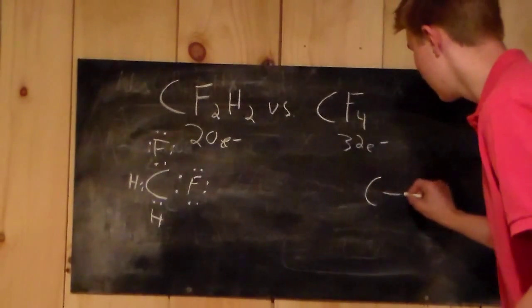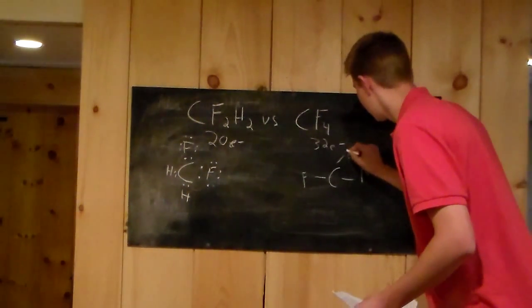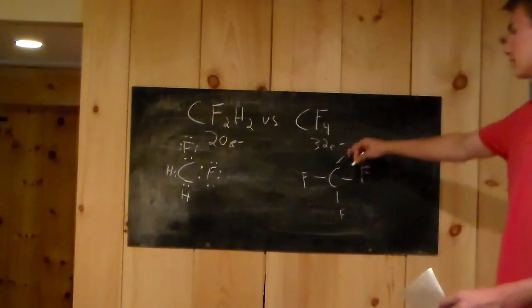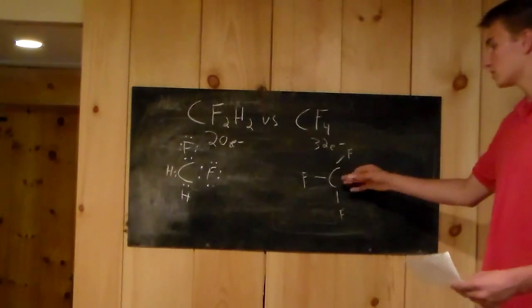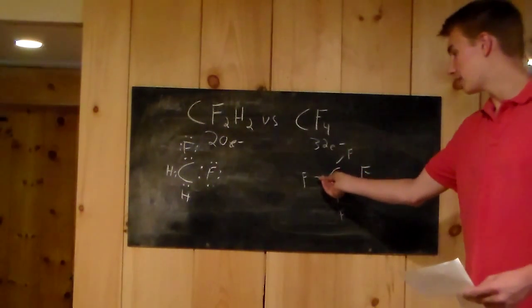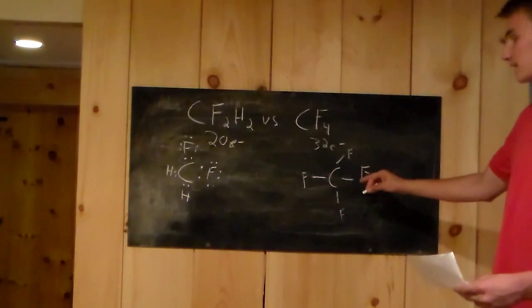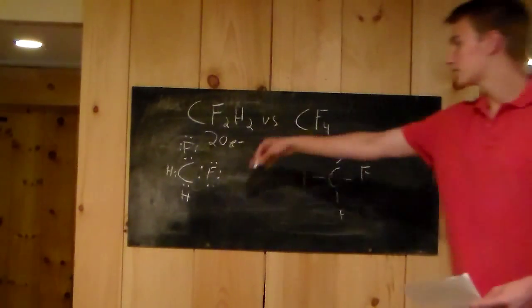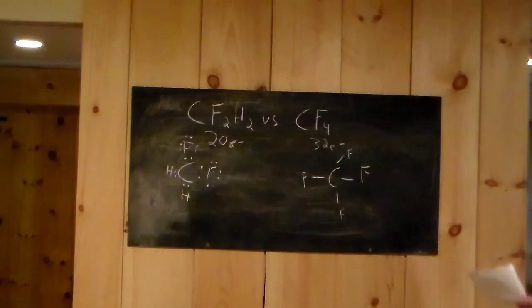And then for this one, it's simple: C bonded to the 4 F's. I'm not going to draw the lone pairs in there, but they each have their own 6 electrons of lone pairs. And this one is obviously all the bonds, all the things it's bound to are the same. They all bond to F, and for that reason, it's nonpolar. So that is why CF4 is nonpolar and CFH2 is polar. Take a quick look at that question.